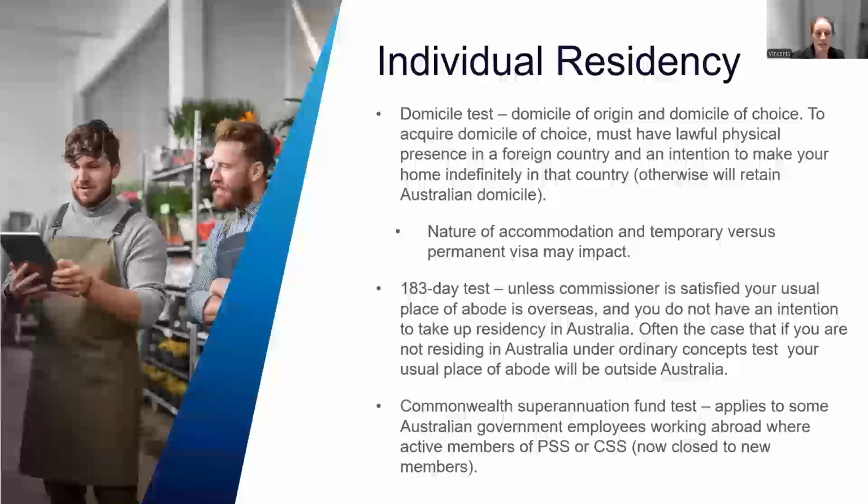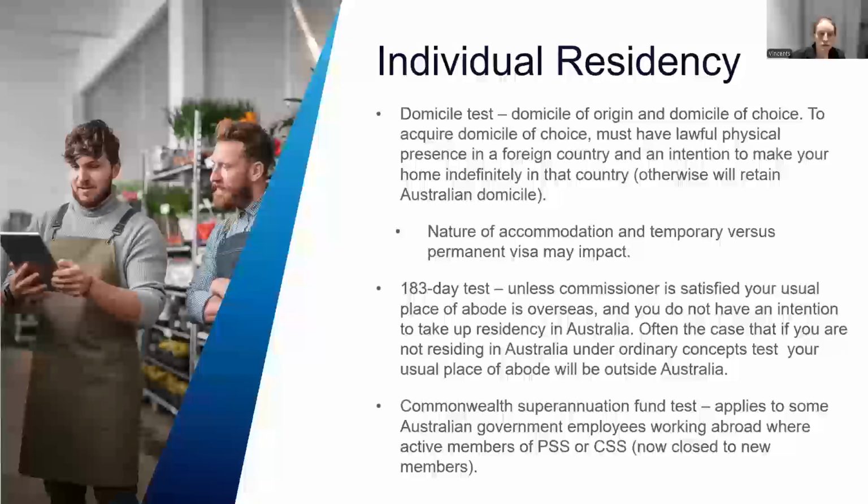The next test is the domicile test. You can have a domicile of origin and a domicile of choice. However, to acquire a domicile of choice, you must have lawful physical presence in a foreign country and an intention to make your home indefinitely in that country. Otherwise, Australia will remain as your domicile. And looking at your domicile, a couple of things that will be looked at is the nature of the accommodation that you seek overseas, and also temporary versus permanent visas may have an impact.